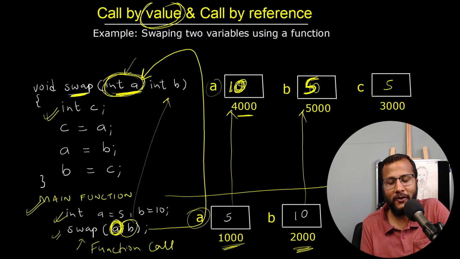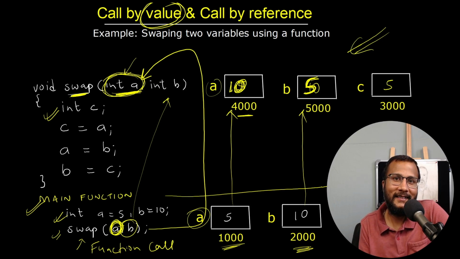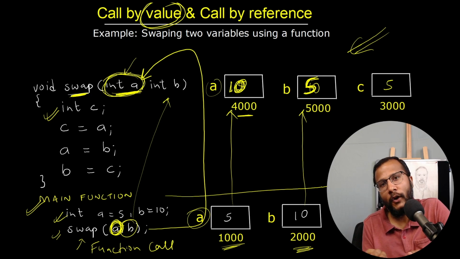After the swap, the A and B in the main function are not changed, because we are passing the value. The values are changed, but only in the variables that are local to this swap function, right? Main does not know about those changes. So this does not work here, right?